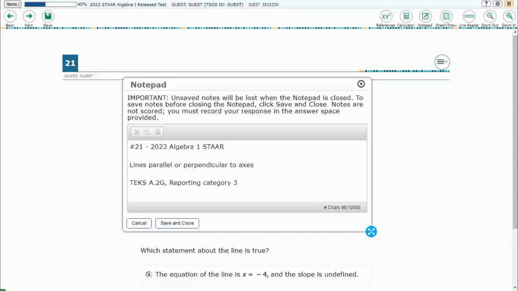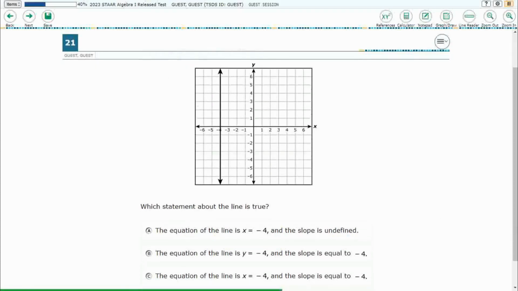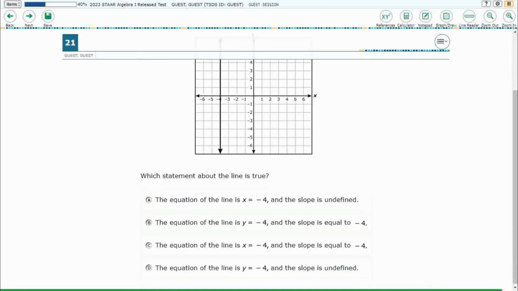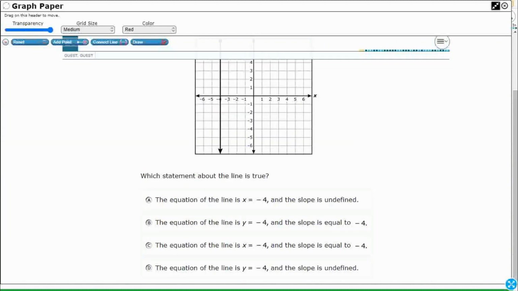So for number 21, we are looking at lines parallel or perpendicular to axes. This is TEKS A.2g in reporting category 3. So we just have this basic line graphed on a coordinate grid. We need to find a true statement, and all of our statements here have 2 parts. We are going to be looking at the equation of the line and then the slope of the line.